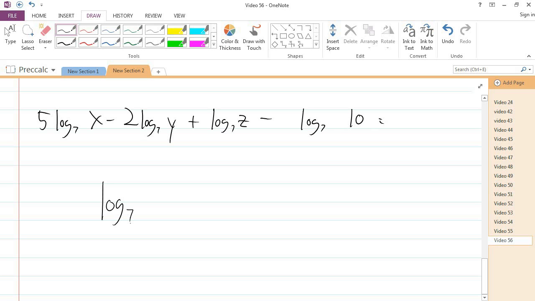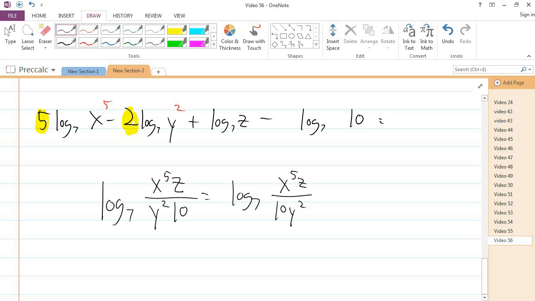So the first thing that I need to do is move these numbers out in front and make them exponents. If it's a positive log, put it in the numerator. If it's a negative log, put it in the denominator. So this is going to be log base 7 of x to the 5th times z over 10y squared. Positive log numerator, negative log denominator.